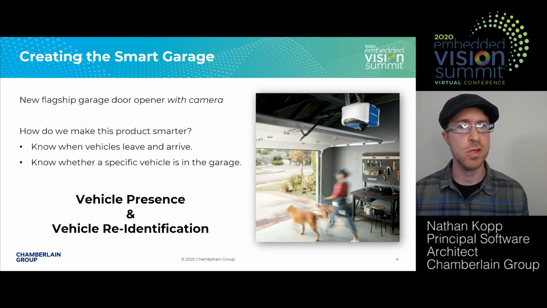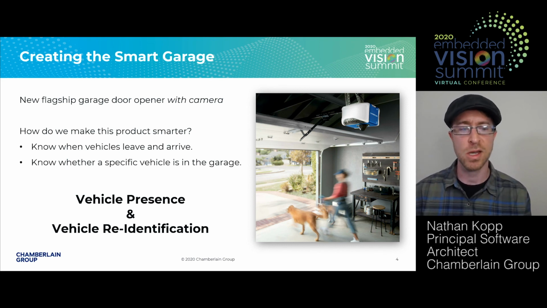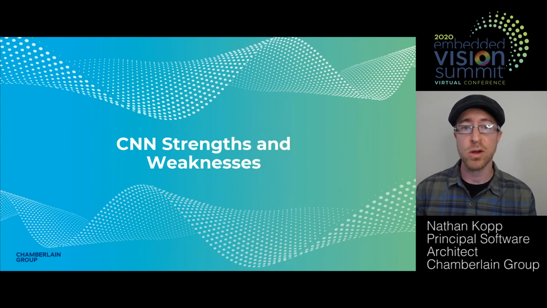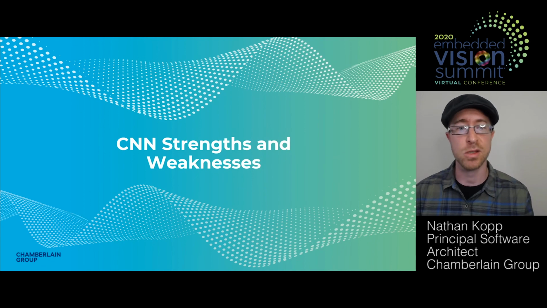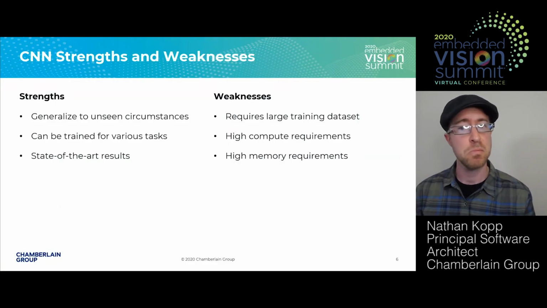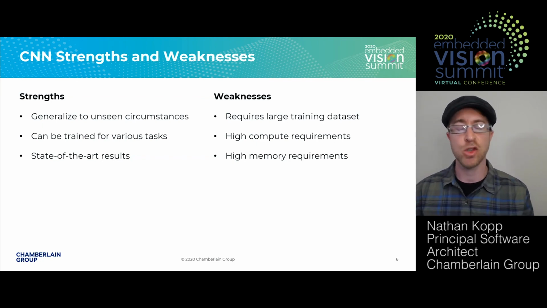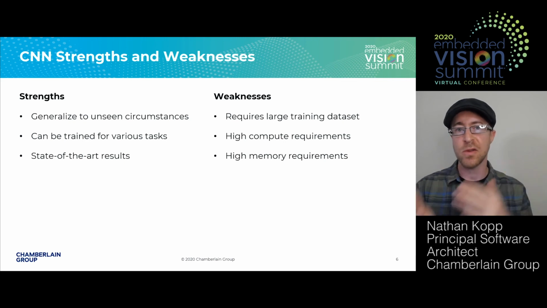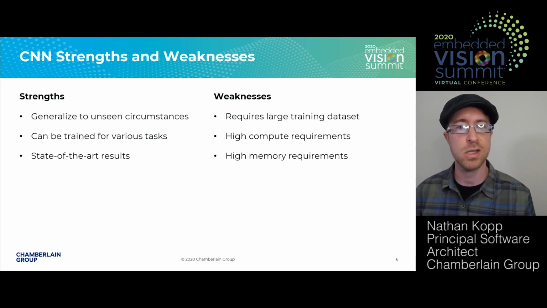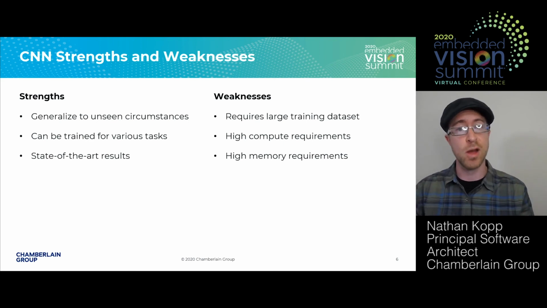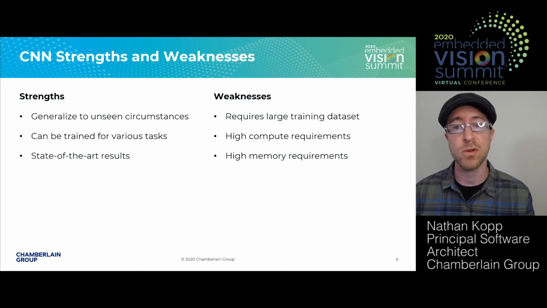To provide this knowledge, we realized that we needed to solve the problems of vehicle presence and vehicle re-identification. Obviously, one of the first places that we started to look was to CNNs. And in looking there, we came across quite a number of strengths and weaknesses of CNNs. Beginning with the strengths, CNNs generalize really well to unseen circumstances. You train it on one set of data, and you validate it on different data that it's never seen before. So this works really well for a wide variety of customers who have garages that we've never seen before.